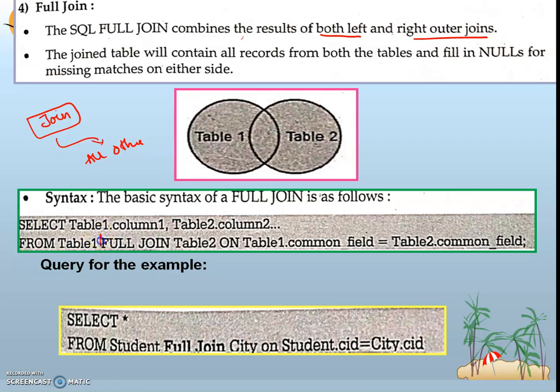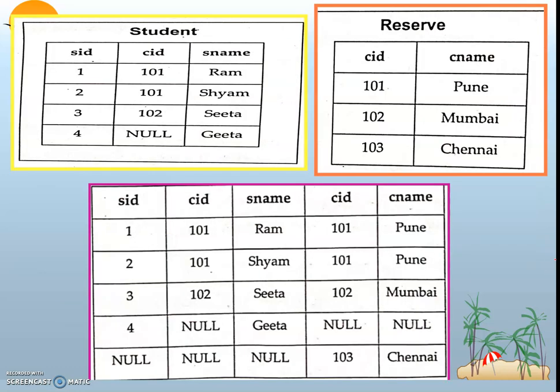So what did I do here? I've just copy pasted the syntax and replaced the join name with full join. Now coming to the example: select star from student. I'm going to join student with city using full join on the condition saying student.cid is equal to city.cid. So let's move on to the example, how the output goes.